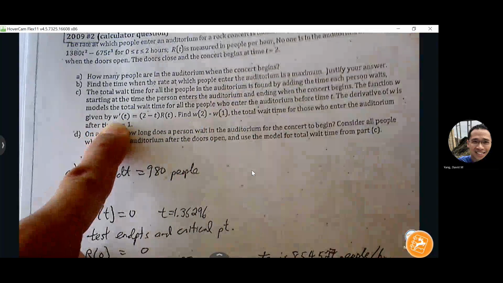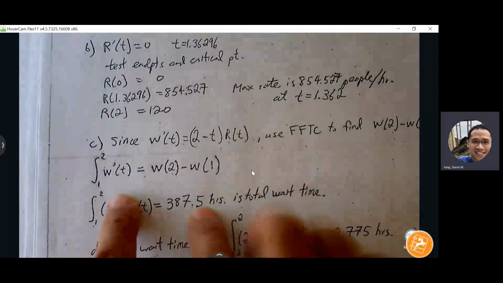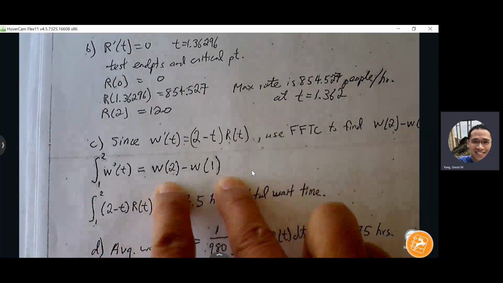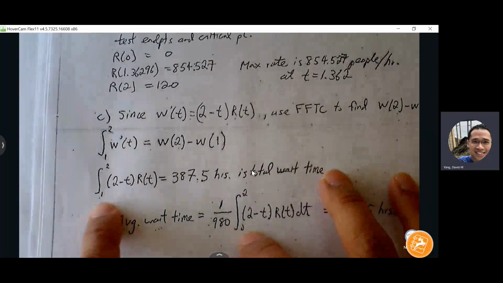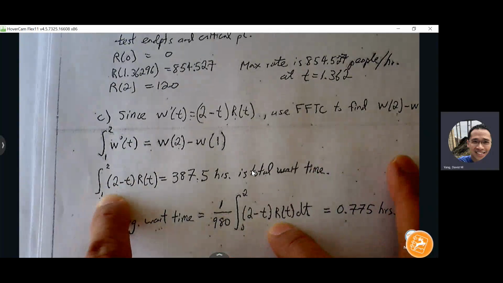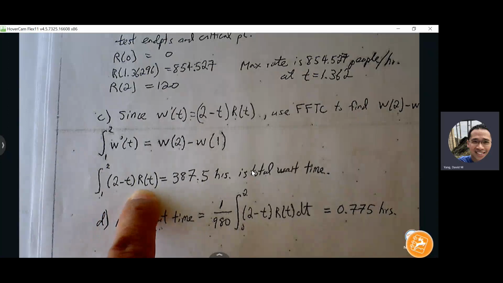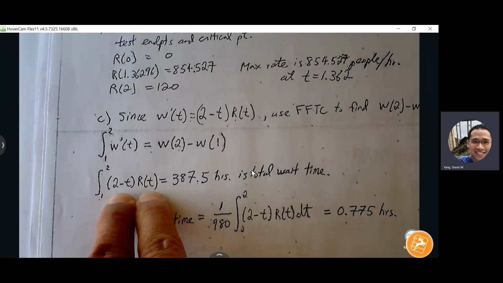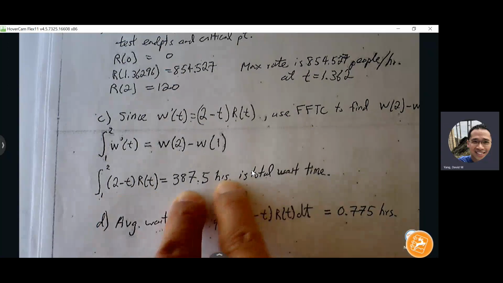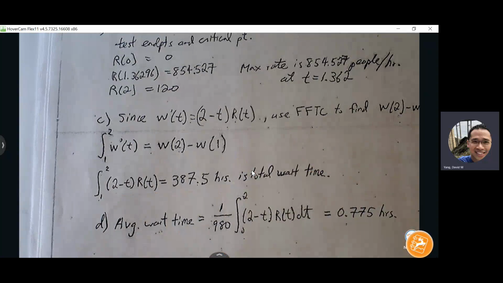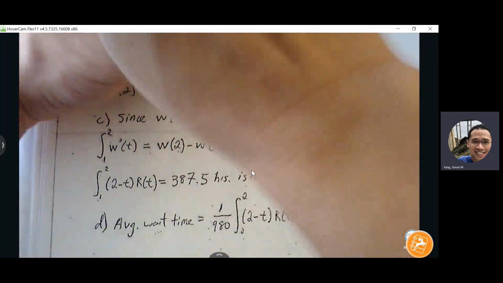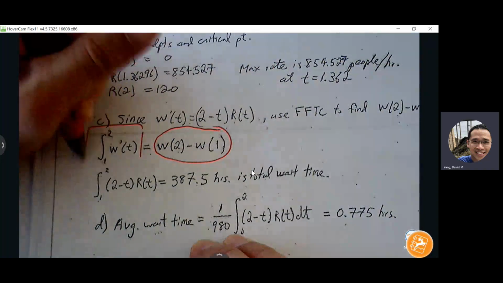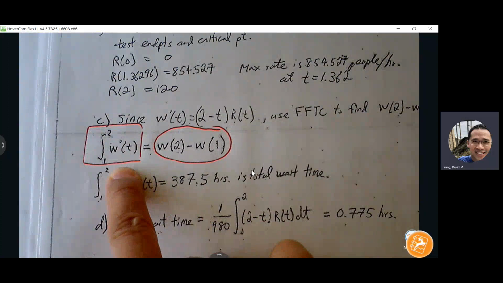So if I want to find W of 2 minus W of 1, that's really involving the antiderivative of W prime, because we know this is true, right? The integral from 1 to 2 of W prime is W of 2 minus W of 1. Then the integral from 1 to 2 of the given expression for W prime, we can just put in the calculator. It's 387.5. This is just an indication to see if students can recognize that W of 2 minus W of 1 is just the antiderivative of W prime.